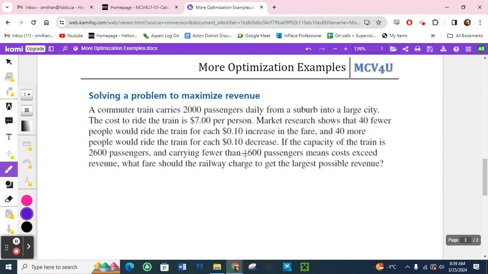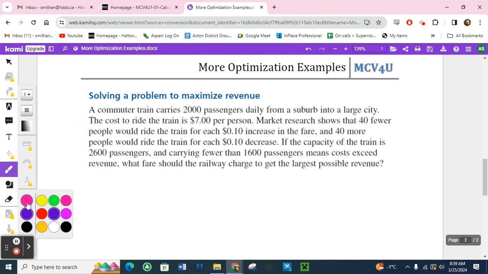But this is actually a useful question. So here we have a train. Currently, we have 2,000 passengers, and the cost is $7 per person. But like many things, if you increase the price, less people will buy or use your service. If you decrease the price, more people will buy your product or use your service. But somewhere in the middle, there's probably a best price to charge, so you maximize how much money you're taking in. So that's what we're going to find here.